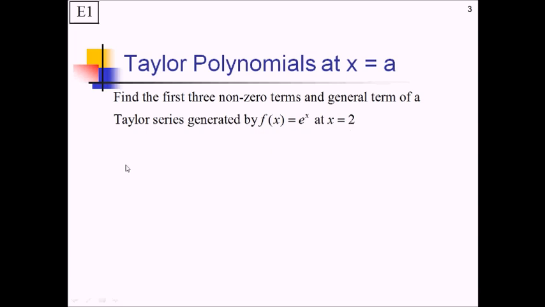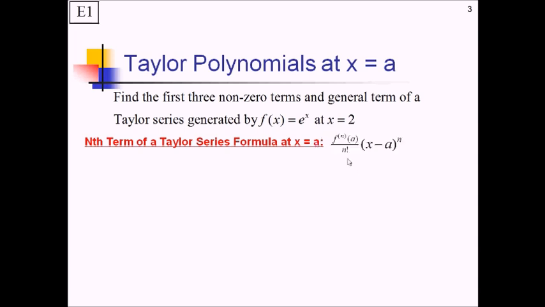So here is a new shiny formula. This is the nth term of a Taylor series formula at x equals a, where a can be anything including 0. So we're still going to have a derivative, but this time we're going to have the nth derivative at a. We're going to have x minus a to the nth power. We're still going to have n factorial. So we still have n factorial, nth derivative, nth power, but now we're doing x minus a and a derivative.